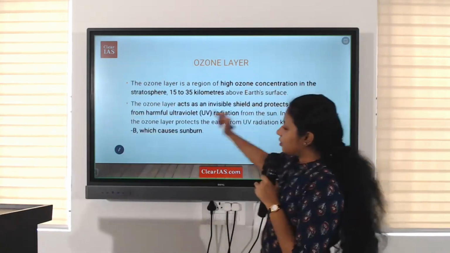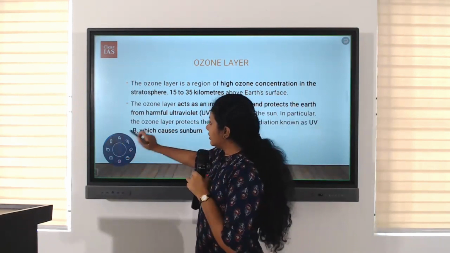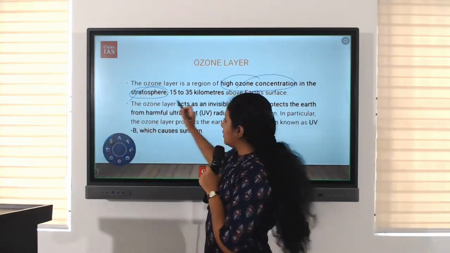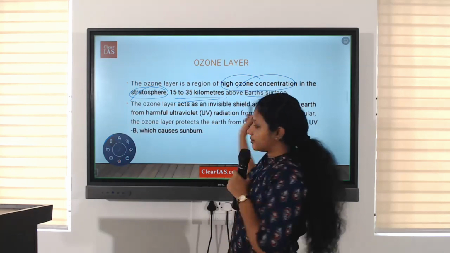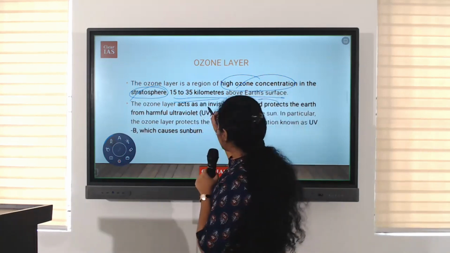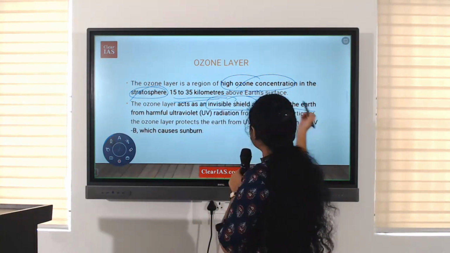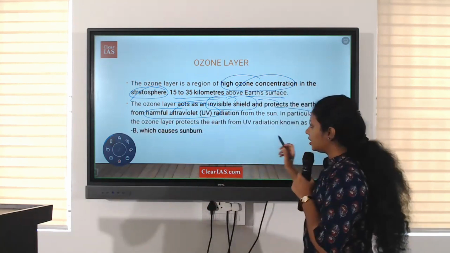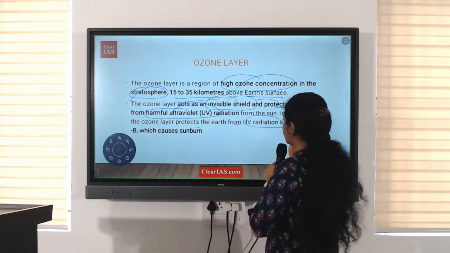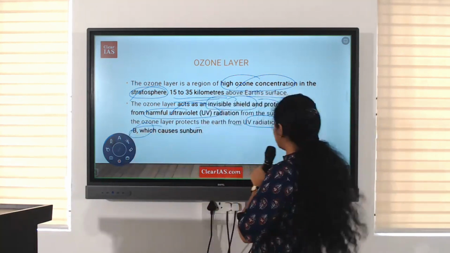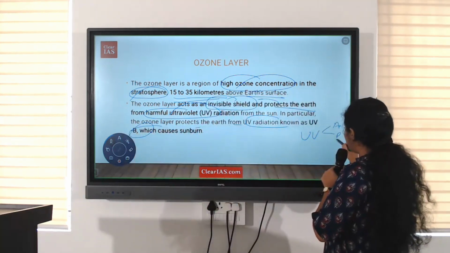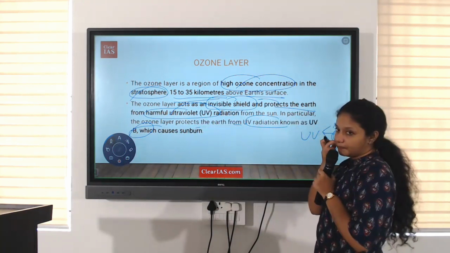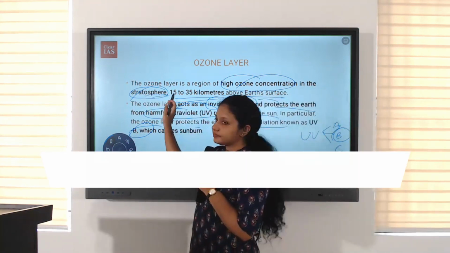So, the ozone layer. We studied this, right? The ozone layer is a region of high ozone concentration in the stratosphere, 15 to 35 kilometers above the Earth's surface. It acts as an invisible shield and protects the Earth from harmful UV radiation from the sun. In particular, it protects the Earth from UV radiation known as UVB. We have three types of UV: UVA, B, and C. B is the one which causes sunburn, and it is absorbed in the stratosphere layer.